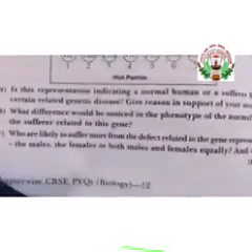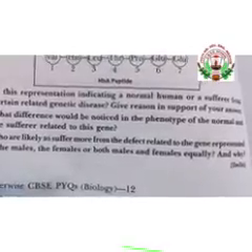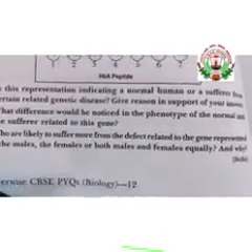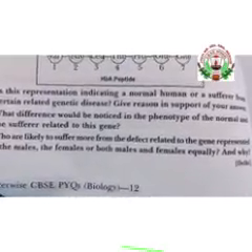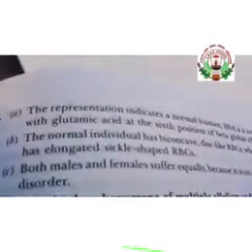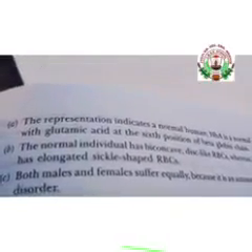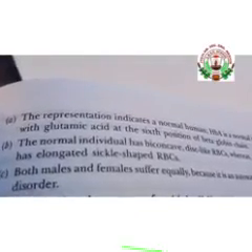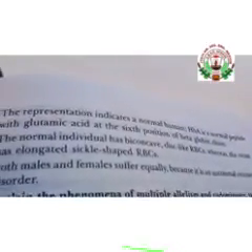The next question is, who are likely to suffer more from the defect related to the gene represented? The males, the females, or both males and females equally? And why? You have to write the answer in 2 parts. The answer is both males and females suffer equally. Why? Because this is not a sex-linked disease. It is an autosomal recessive disease. So who will be suffering? Both of them equally.